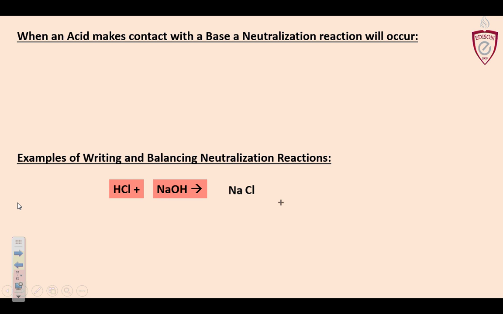Here's where we get the water part. I take the OH from the base and the H from the acid, making HOH, which I could simplify that formula into H2O. So that's how you get a neutralization. That really is it.